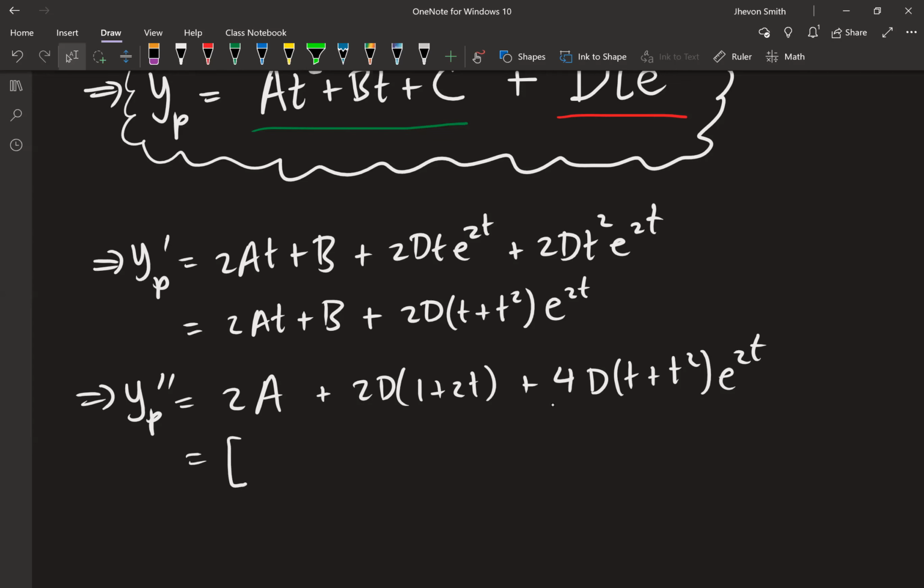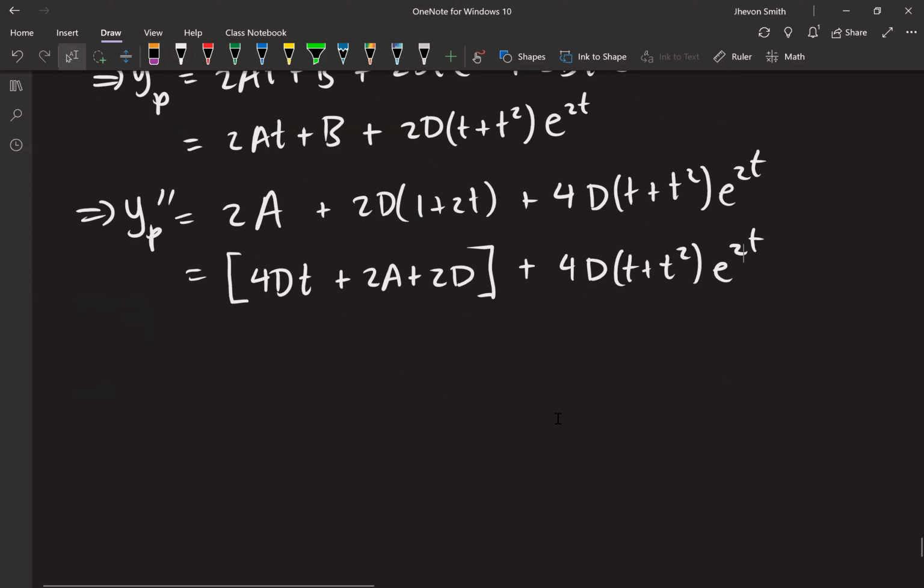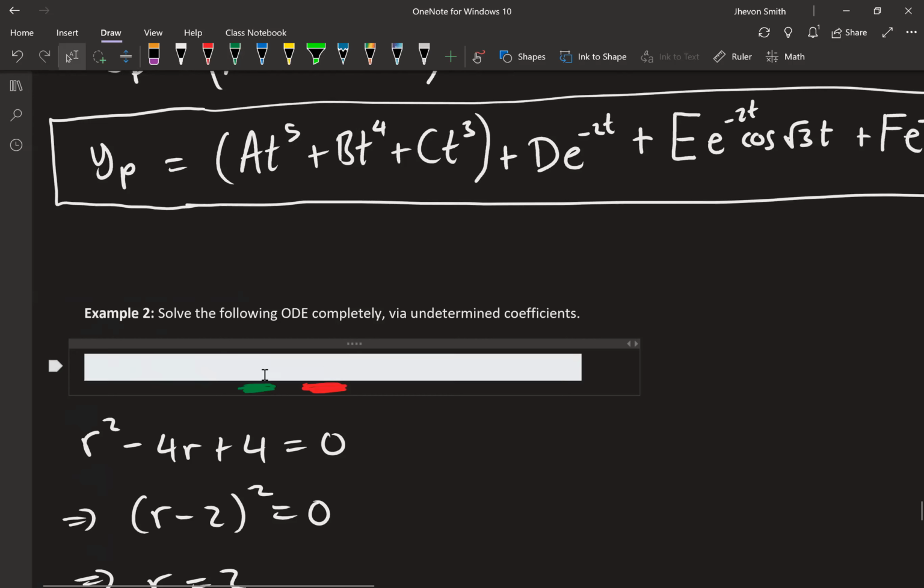So basically here now I have 4dt plus 2a plus 2d. That's the polynomial part of my yp and the polynomial times exponential part of the yp. Now what we're going to do is plug into the ODE, just to remind you of what that is, that was the guy up here.